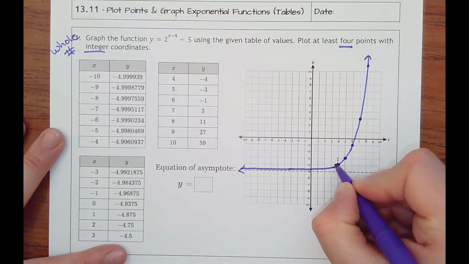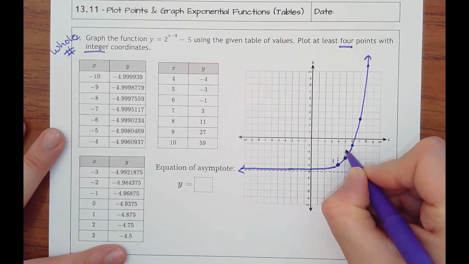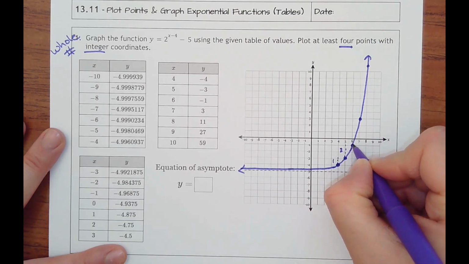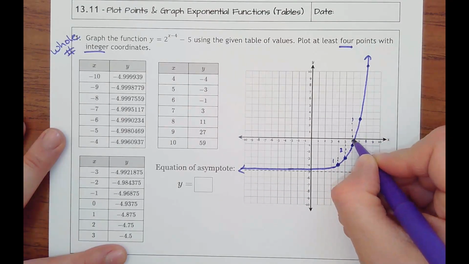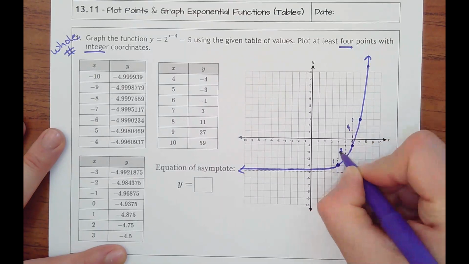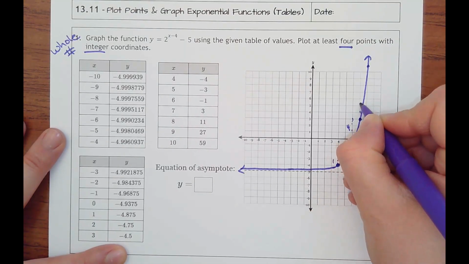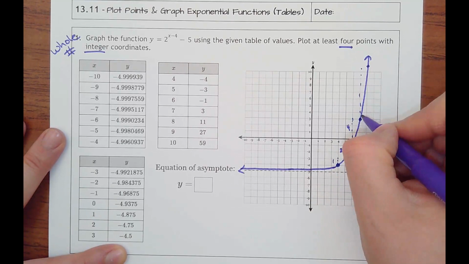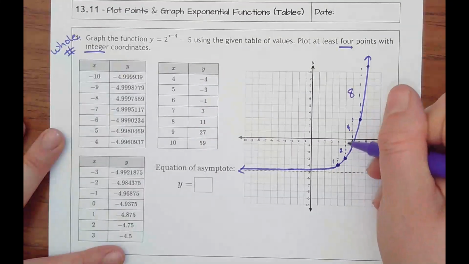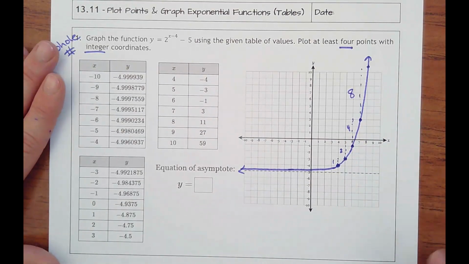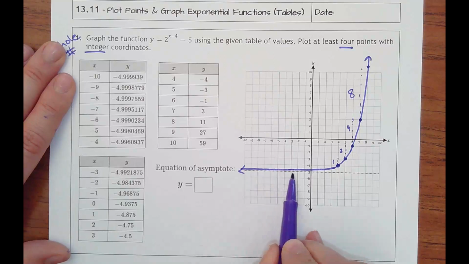Like this distance here is going up 1. This distance is up 2. This distance is up 1, 2, 3, 4. It's doubling every time with the distances, right? We're going to this height, and that should be 8. So it goes 1, 2, 4, 8, doubles. But anyways, our asymptote is this equation.